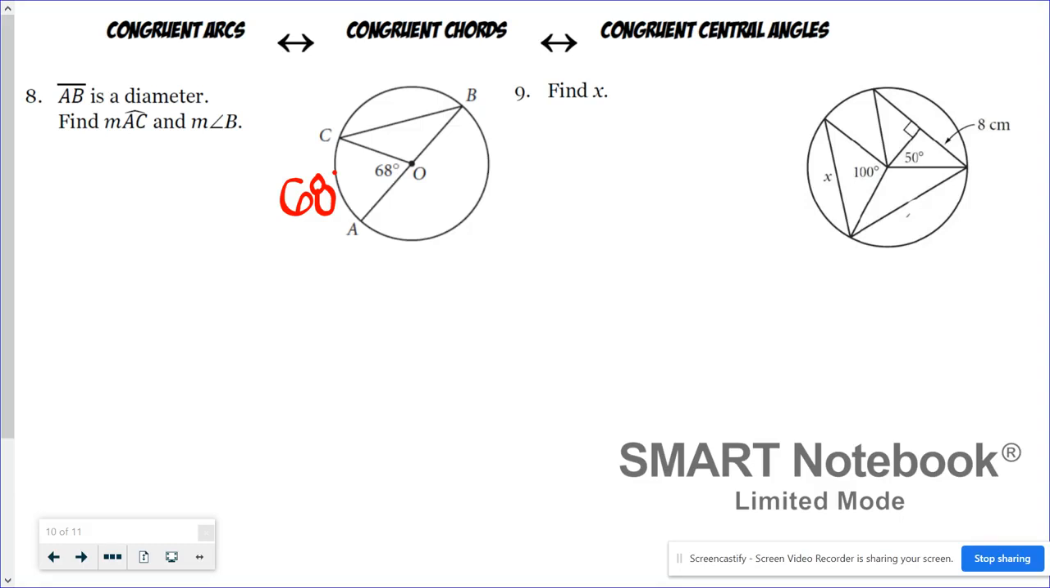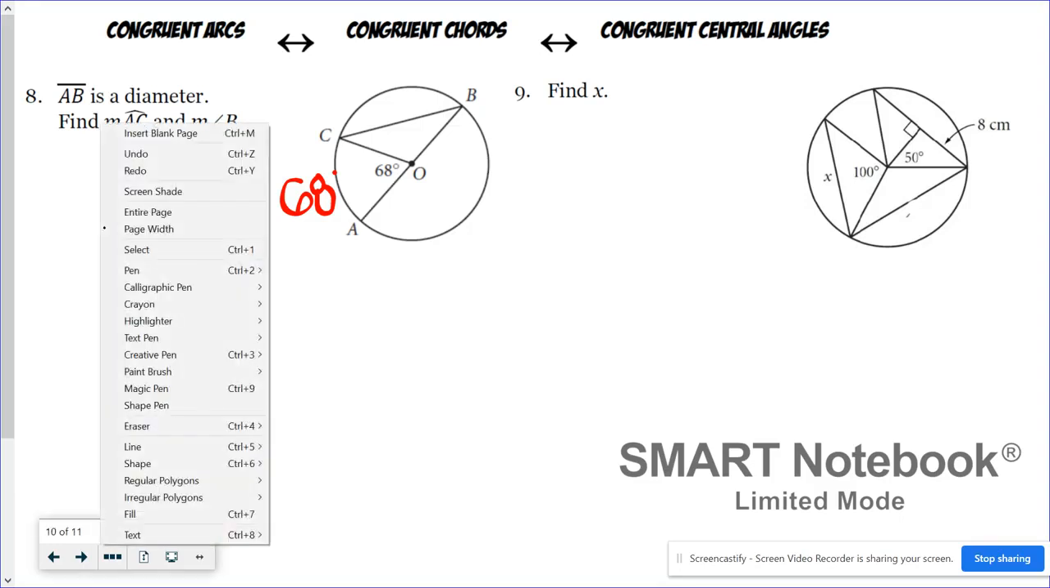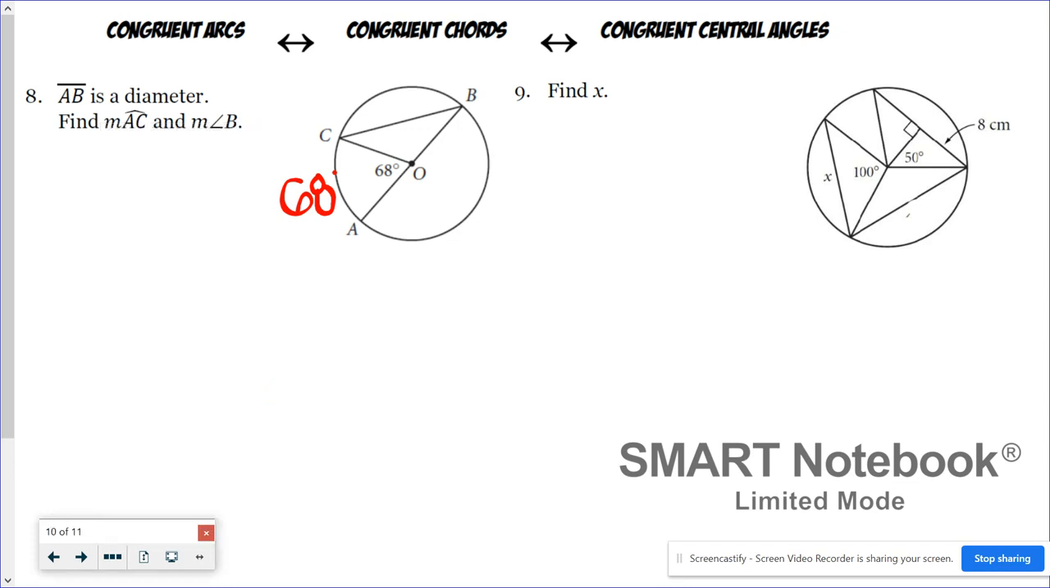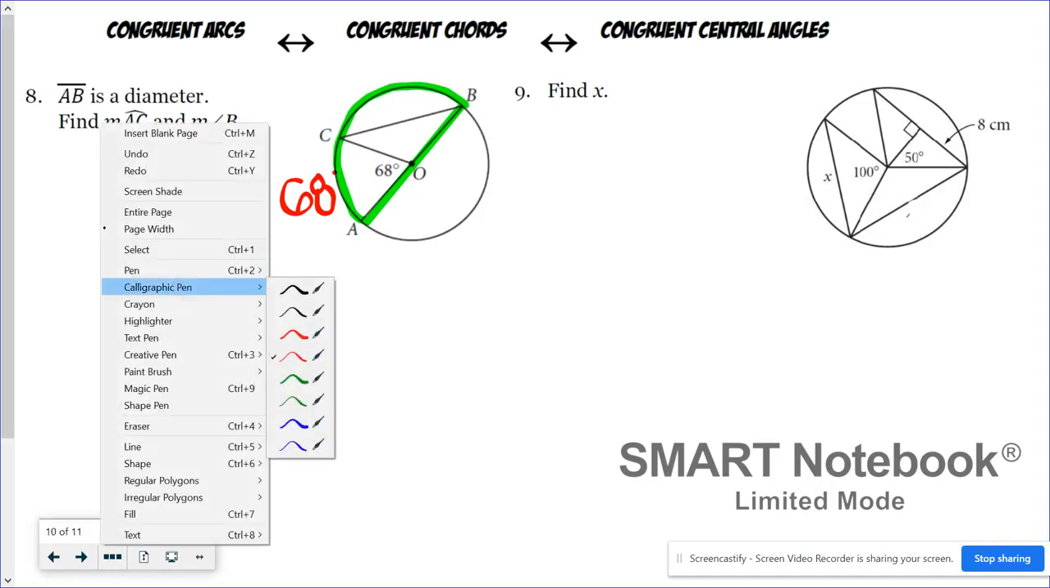Okay. So where do we go from here? They told us that AB was a diameter. I can kind of see it's a diameter because it is going through the center of the circle. So clearly it's a diameter. And what do I know about these diameters? Well, what that means is that the semicircle here would be 180 degrees.